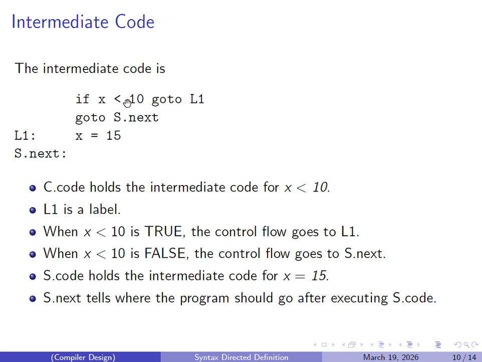Now, when you look at this intermediate code, C.code is going to hold the intermediate code for x is less than 10 over here. And L1 is a label. When x is less than 10 is true, the control flow goes to L1. When x is less than 10 is false, the control flow goes to S.next, which is another label. So S.code holds the intermediate code for x equal to 15. S.next tells where the program should go after executing S.code.